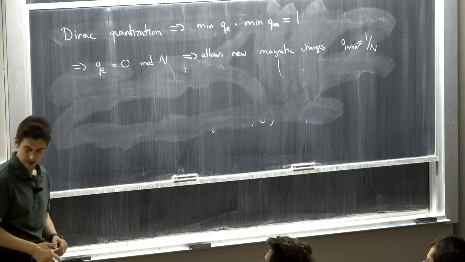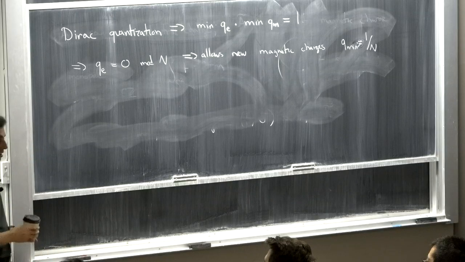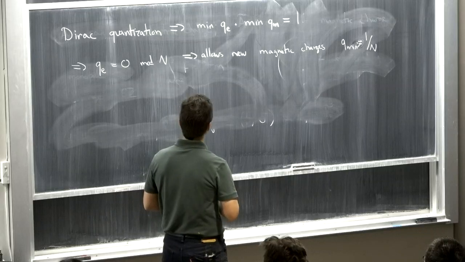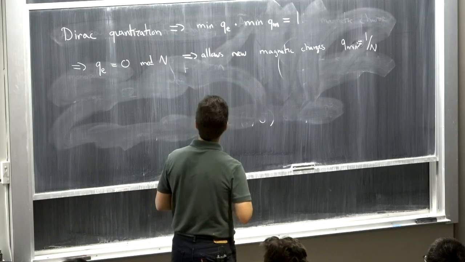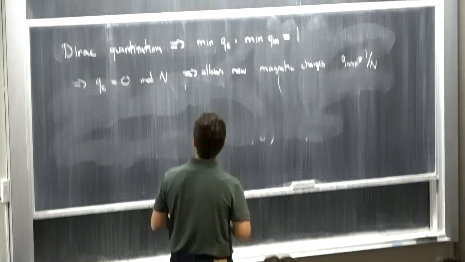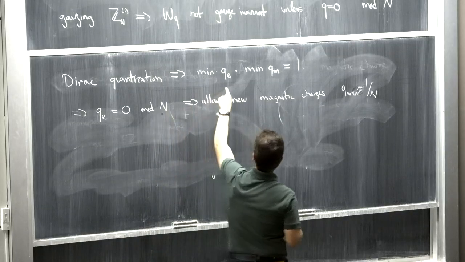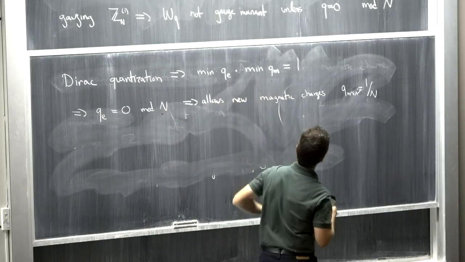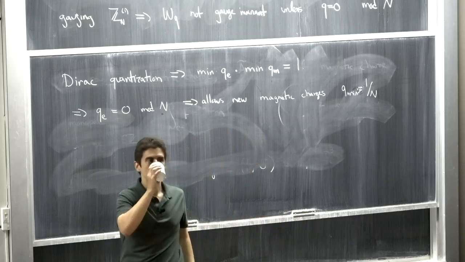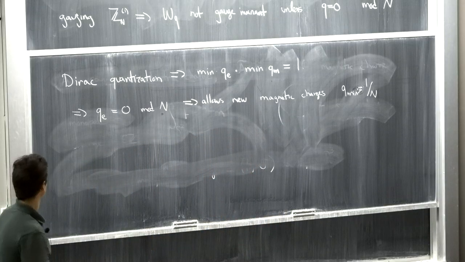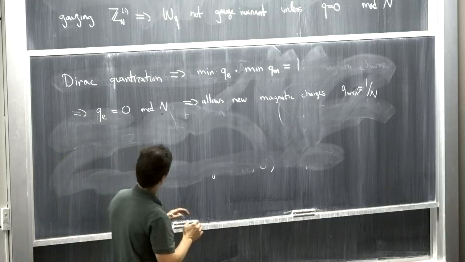Yes? Can't you take any multiple of n for the electric charge to get q min to be even smaller? No. Sorry, what? The Dirac quantization condition is the minimum times the minimum. But the minimum for q is 0, so the minimum non-zero one. Yeah.